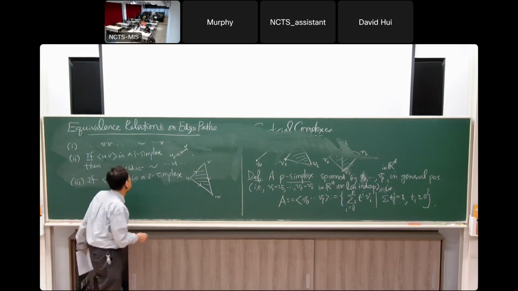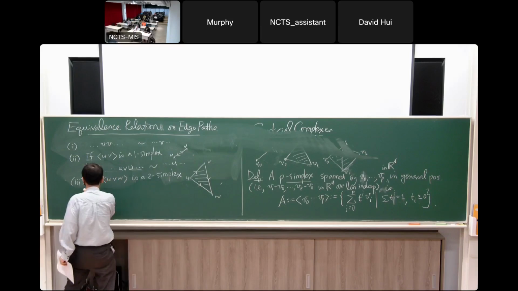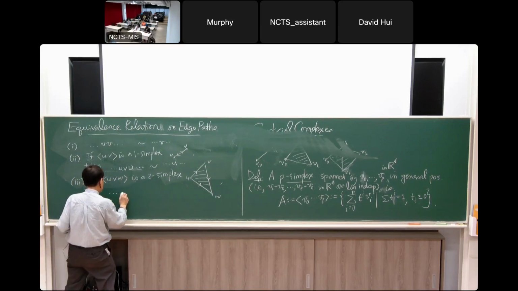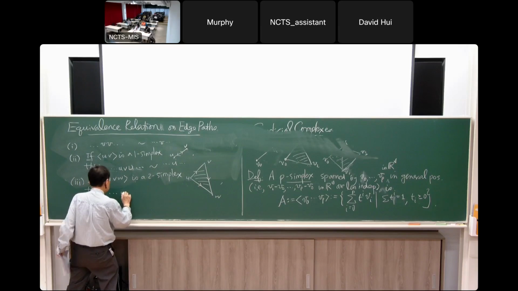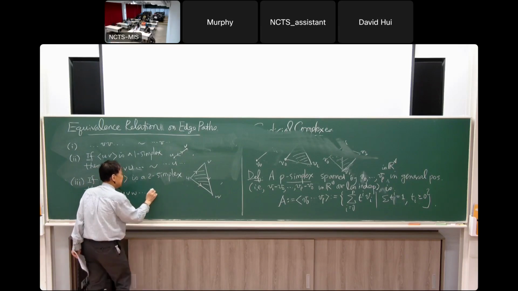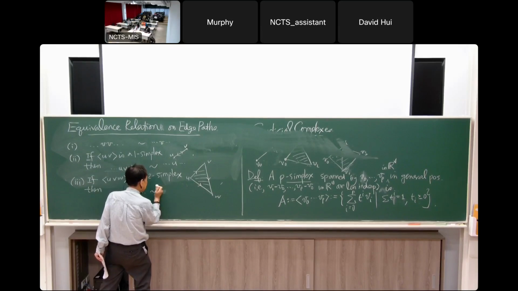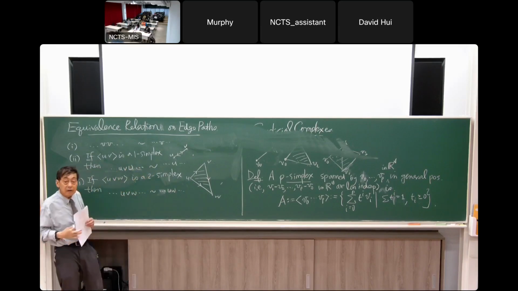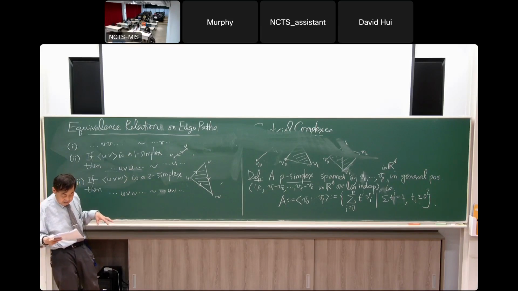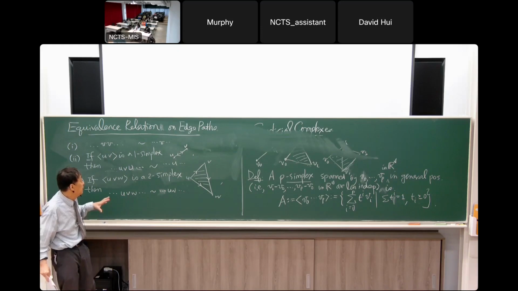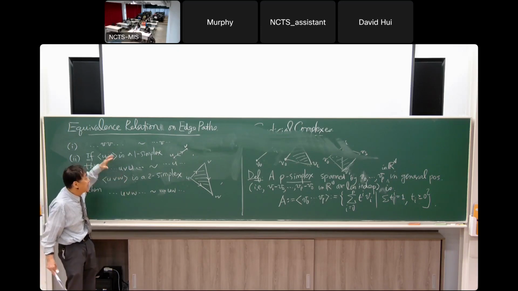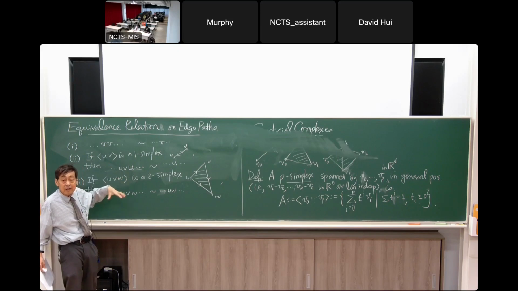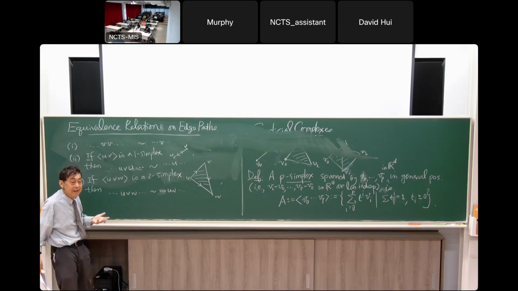Okay, so in this case, UVW is equivalent to just UW. Okay? So we have these three equivalence relations, and we can let them generate an equivalence relation.